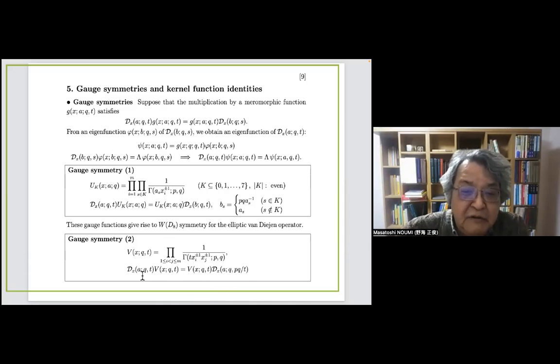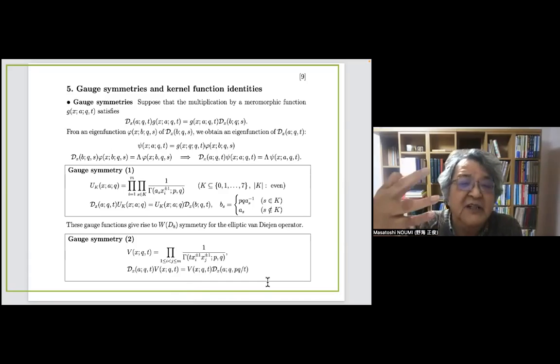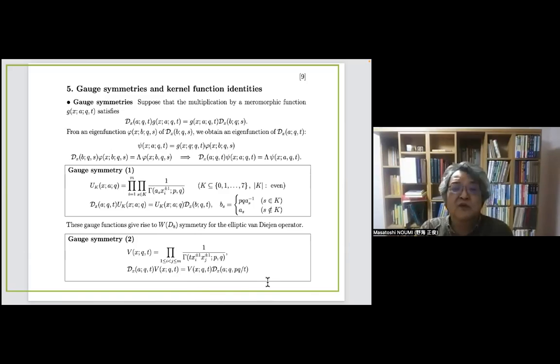And then you can also show that conjugation by this function V transforms the elliptic van Diejen operator to another one with the T parameter replaced by PQ over T. So, as I explained, there are several gauge transformations that transform the A parameters in the elliptic van Diejen operators.